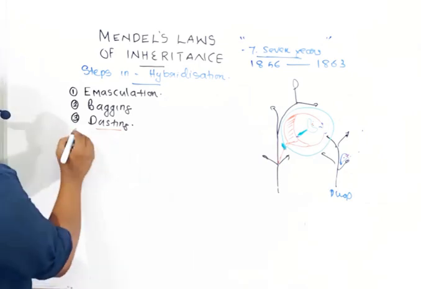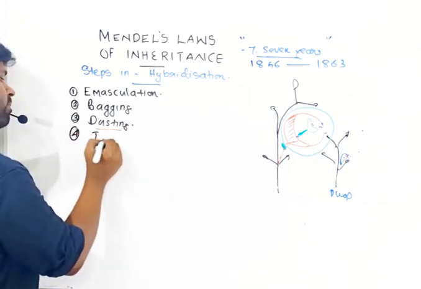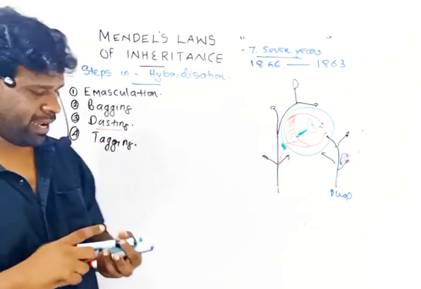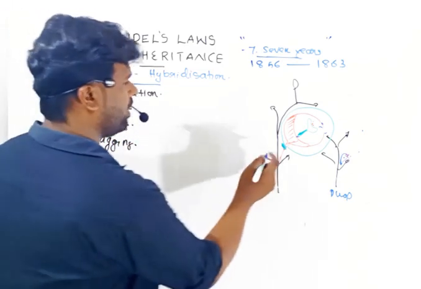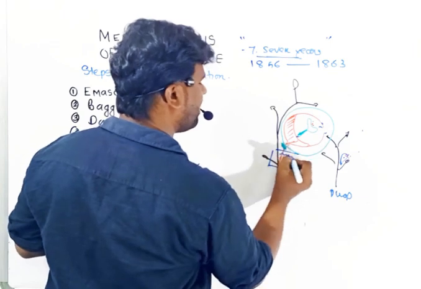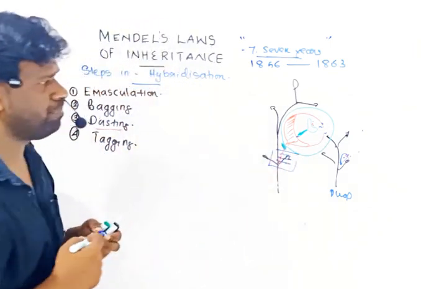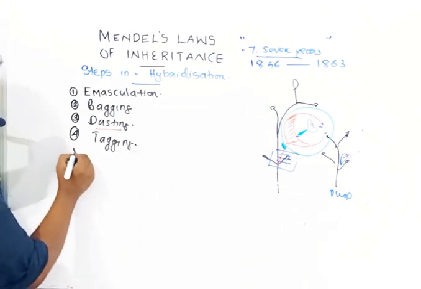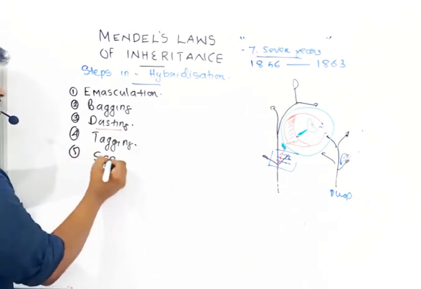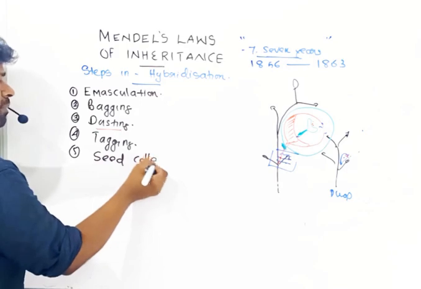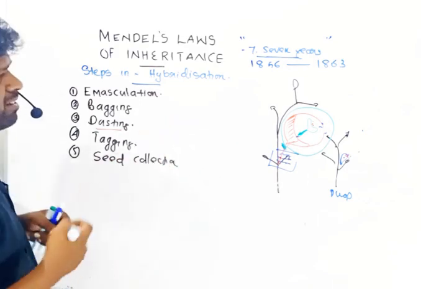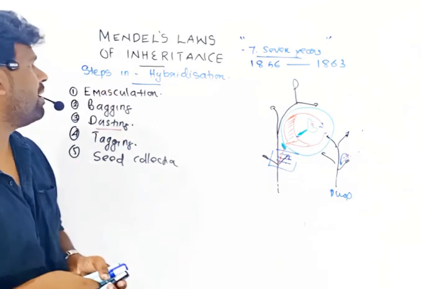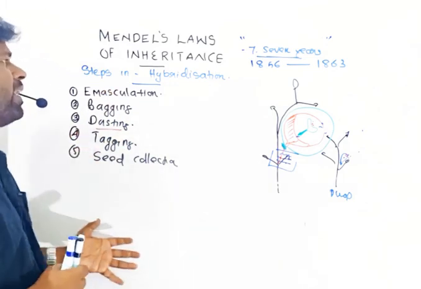Then the fourth one is tagging. Tagging is nothing but labeling the plant with a suitable title. Then the fifth step is seed collection: seeds are collected from this plant, followed by seed germination. So these are the different steps in hybridization.